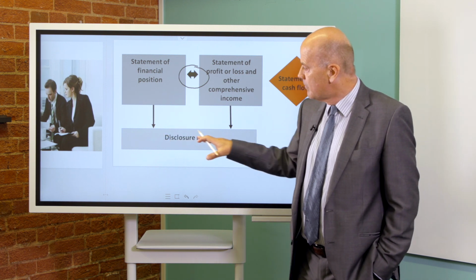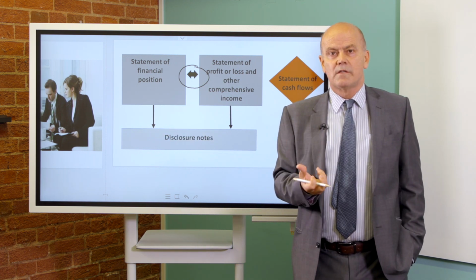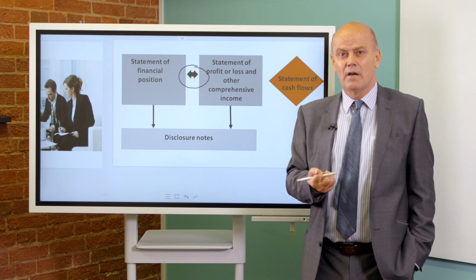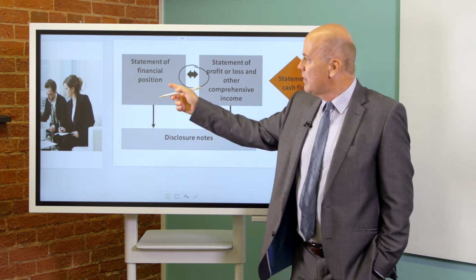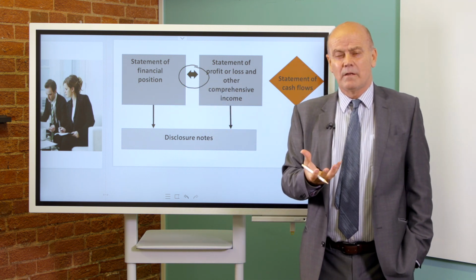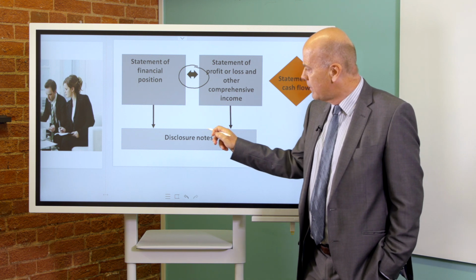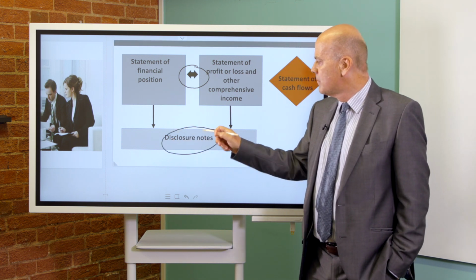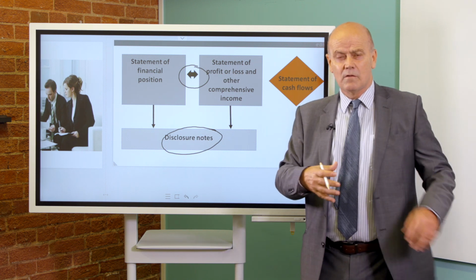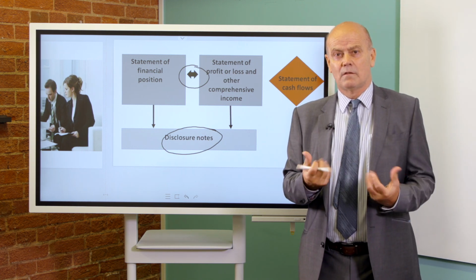Secondly, below them, there's what we call disclosure. That is additional information about either statement. In both of these statements, you get a big number, and we then break down those numbers into individual items. So that gives you some more information.